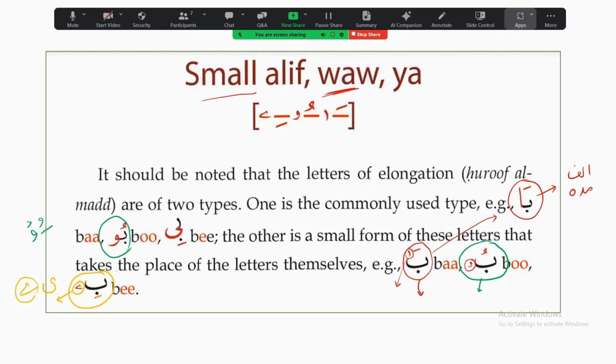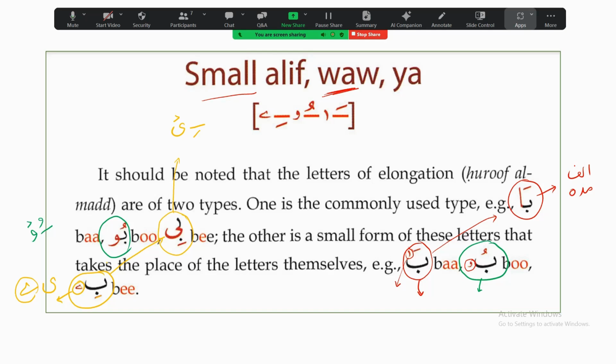We are supposed to articulate this small ya in the same way we used to articulate the ya madd. Ya madd meant ya with the sakin, and on the previous letter there was a kasra, so we made a long sound and said bee. Here again we will say bee, just in the same manner. So this is the same thing we are doing, but with a different visual, symbolic representation, you can say.